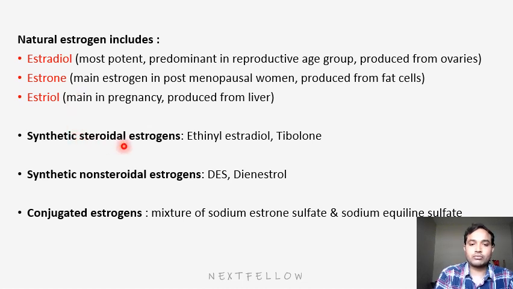Next is synthetic steroidal estrogen. Synthetic steroidal estrogens include ethinyl estradiol and tibolone. Synthetic non-steroidal estrogens include diethylstilbestrol and dienestrol. Next is conjugated estrogen. In conjugated estrogen, we have a mixture of sodium estrone sulfate and sodium equilin sulfate. It is a mixture. So these four types have to be remembered. In this, the main thing is natural estrogens.